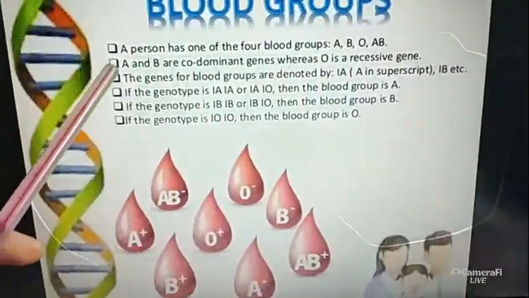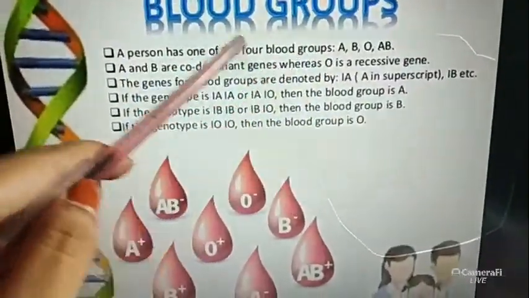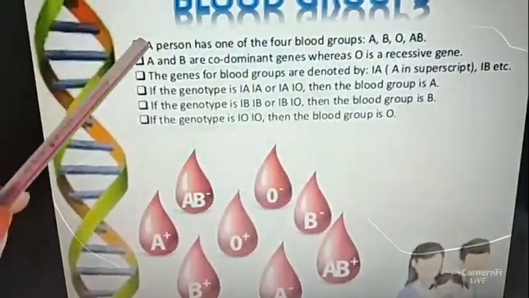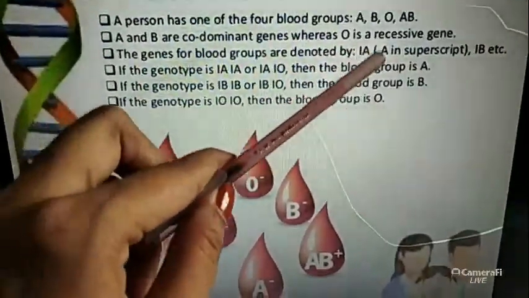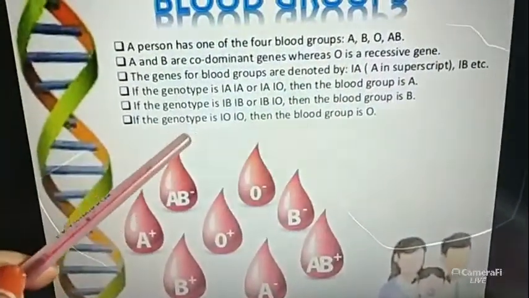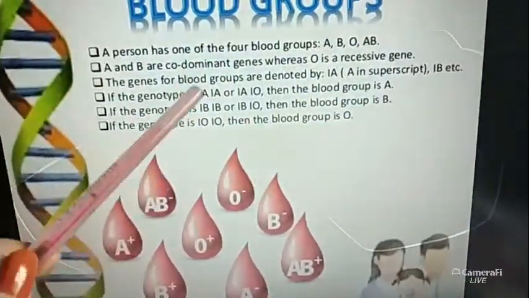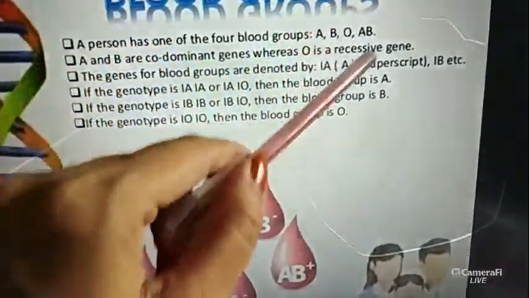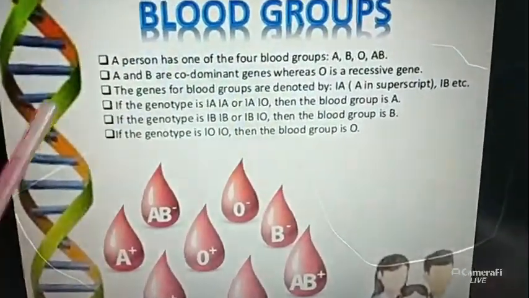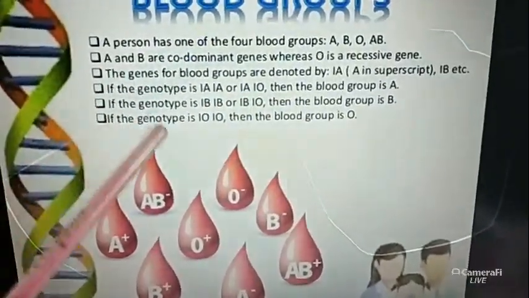So what is the meaning of this? The meaning is that O cannot dominate the other gene, that's why O is a recessive gene. So this is the basic thing. Next, the genes for blood groups are denoted by IA or IB. Suppose my blood group is A, so the genotype of my blood group is either IAIA or IAIO, because O means the null, O means the zero. Suppose my blood group is B, so the genotype is IBIB or IBIO.